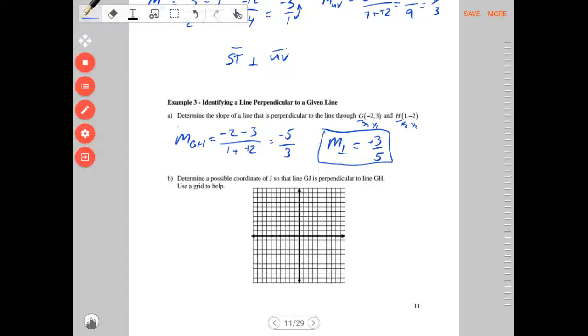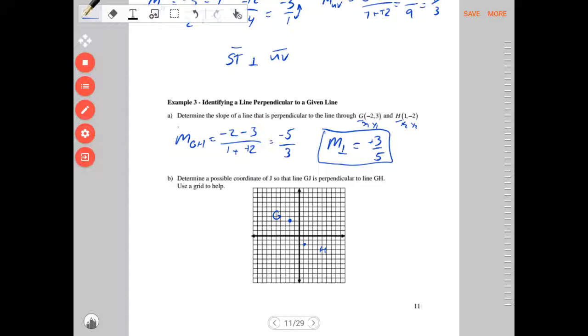Well, let's draw this out. So GH, so G is at negative 2, 3, so negative 2, 1, 2, 3, so that's the point G. H is at 1, negative 2, so 1, negative 2, so that's where H is.